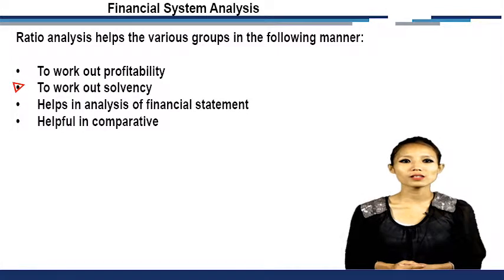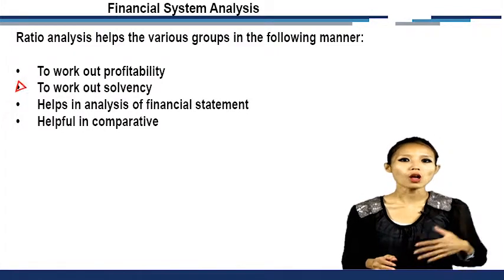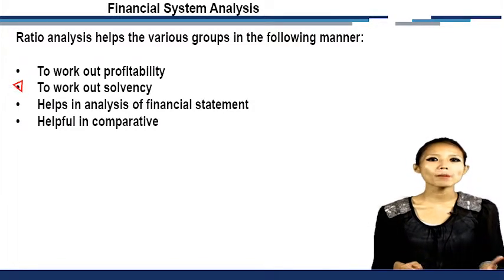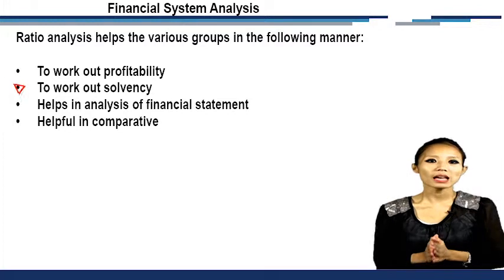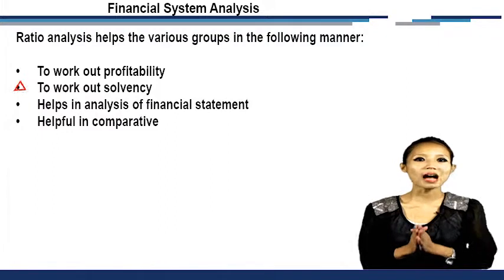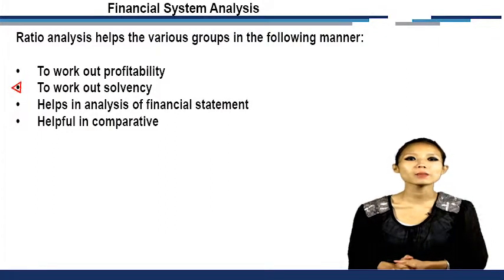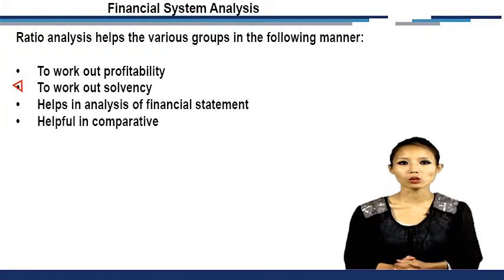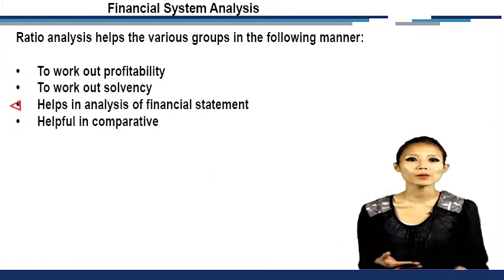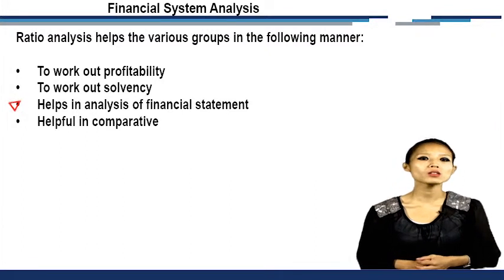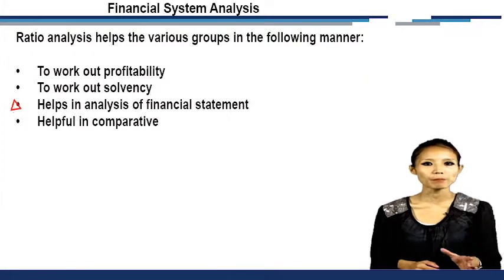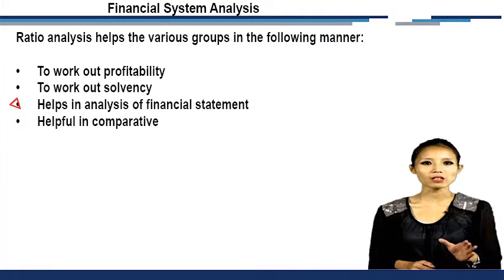To work out the solvency. With the help of solvency ratios, solvency of the company can be measured. These ratios show the relationship between the liabilities and assets. In case external liabilities are more than the assets of the company, it shows the unsound position of the business. In this case, the business has to make it possible to repay its loans. Helpful in analysis of financial statement: ratio analysis helps outsiders like creditors, shareholders, debenture holders, bankers to know about the profitability and ability of the company to pay them interest and dividend, etc.